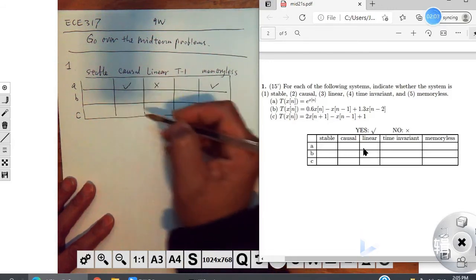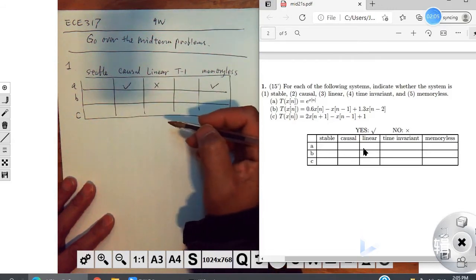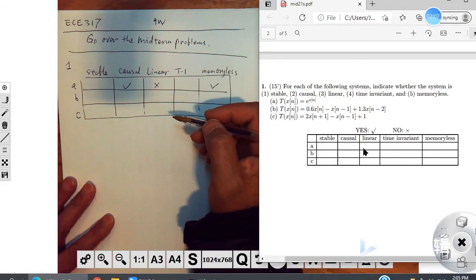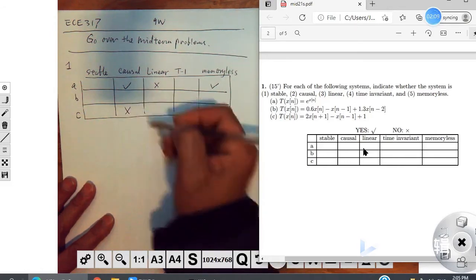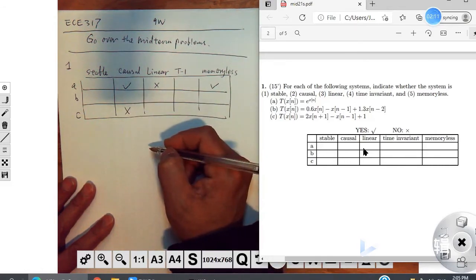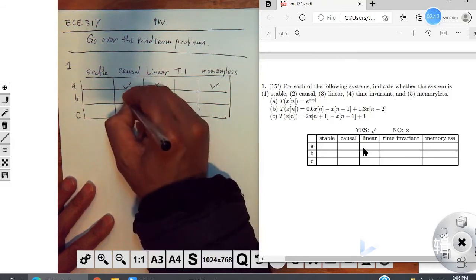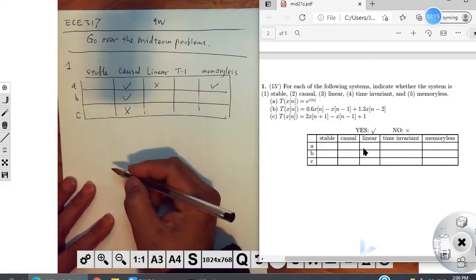Causal. If you have something like n plus 1, that is non-causal, like C, which is not causal. And B is also causal. In both A and B, we have x of n, x of n minus 1, x of n minus 2, right? No x of n plus 1.